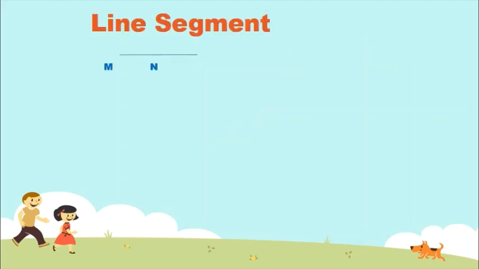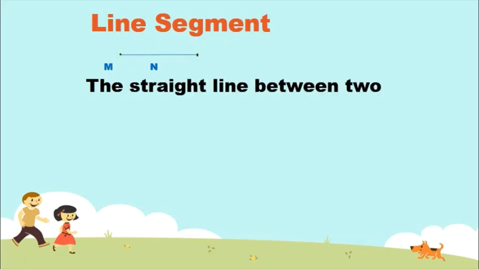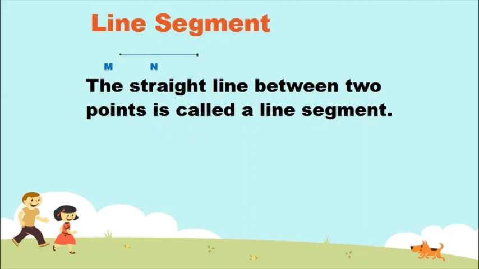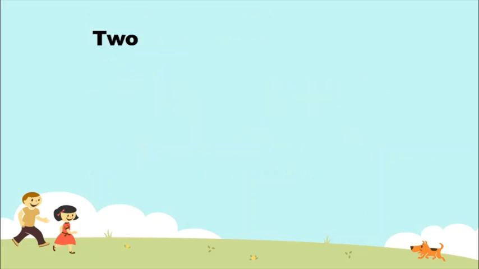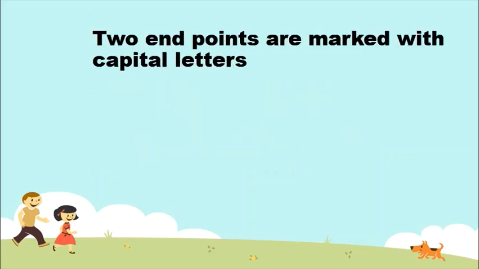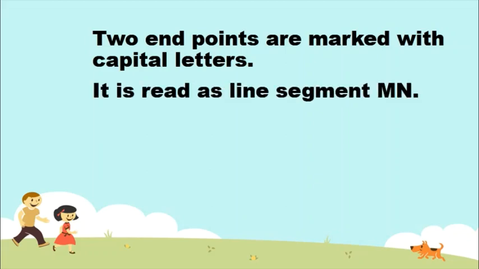Children, let us discuss line segment. Come on, observe this figure, children. The straight line between two points is called a line segment. A line segment has a starting point and an ending point. Two end points are marked with capital letters. It is read as line segment MN.